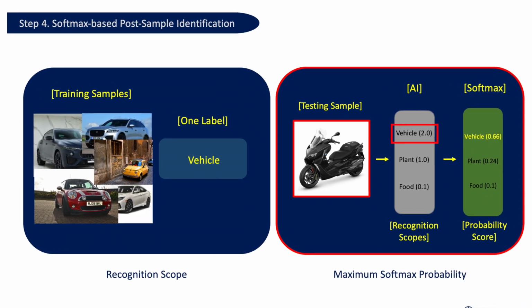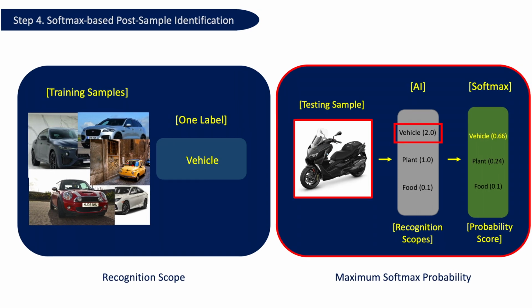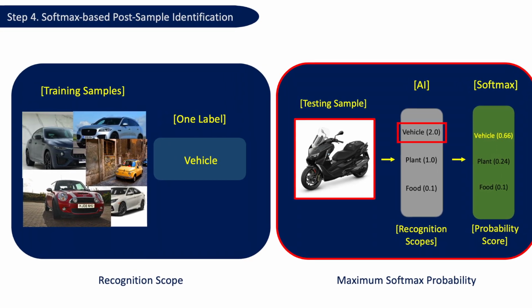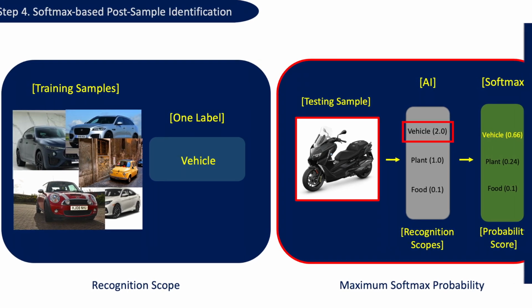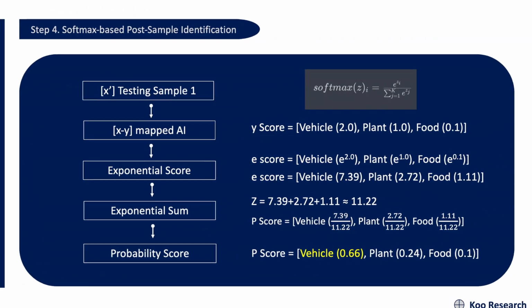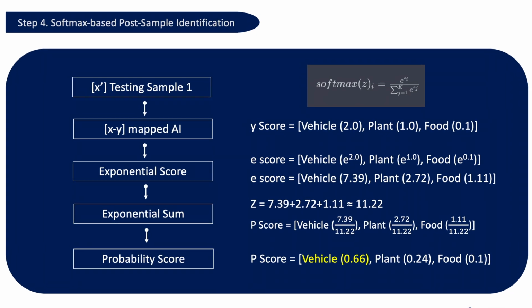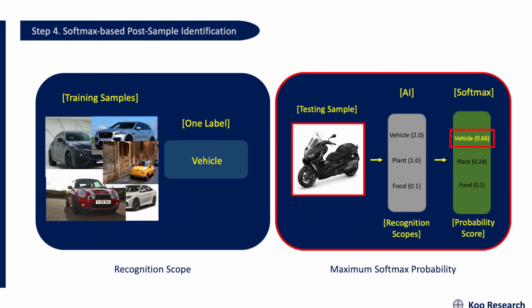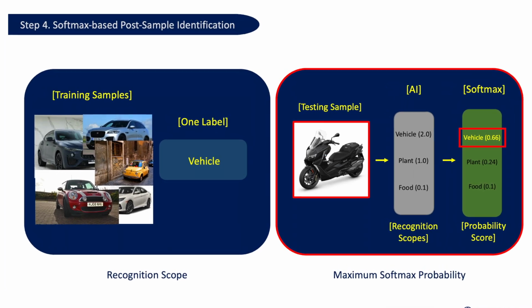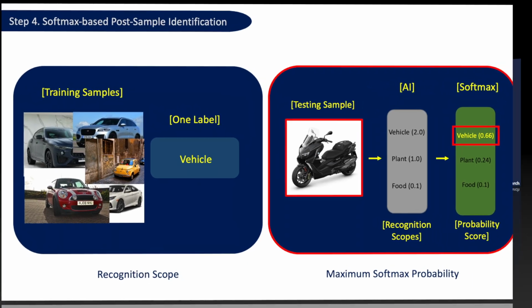After the AI identifies the appropriate scope and assigns a label to a test sample, it's crucial to decide whether to accept or reject the outcome. To avoid erroneous outcomes resulting from insufficient training, Softmax quantifies confidence probabilities in recognition results, as depicted by the 66% prediction confidence in the figure.